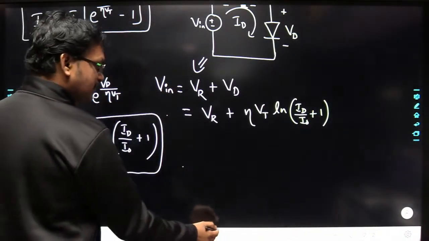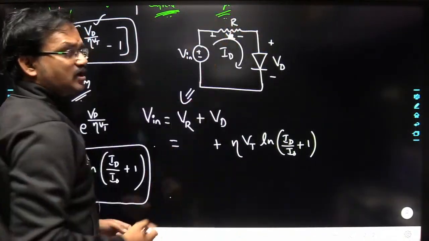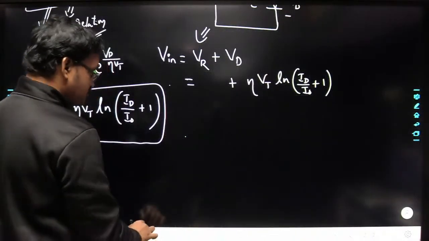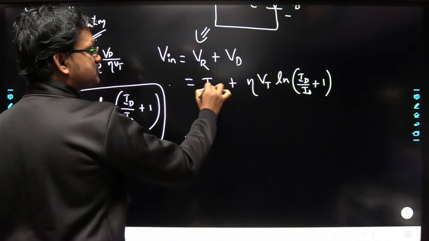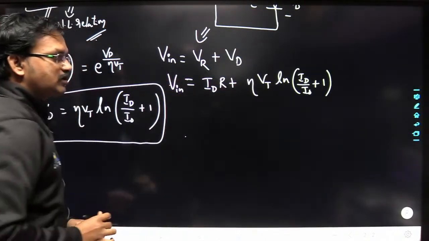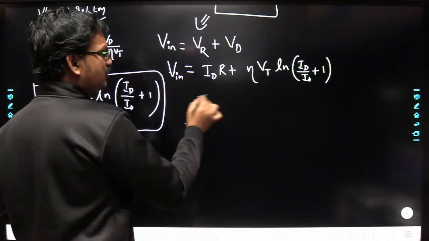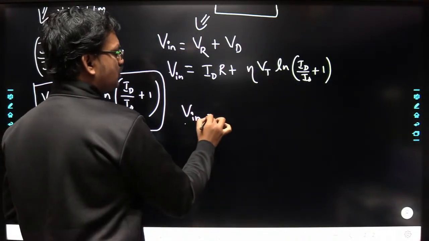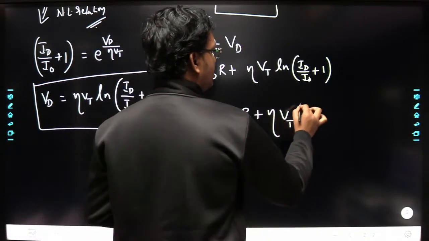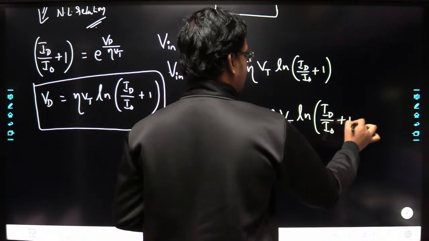Now what is VR here? VR is nothing but the drop across the resistor, that is ID into R. So substitute that in place of VR, just write ID into R. So here we got V in is equal to ID into R plus eta VT ln of ID by I naught plus 1.